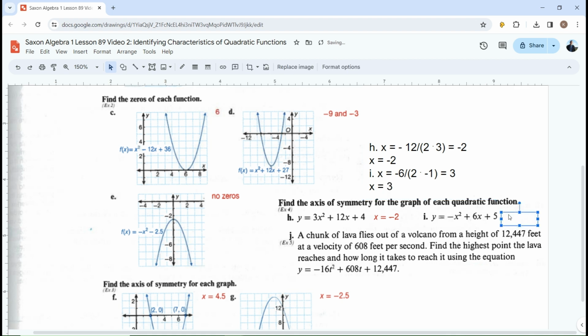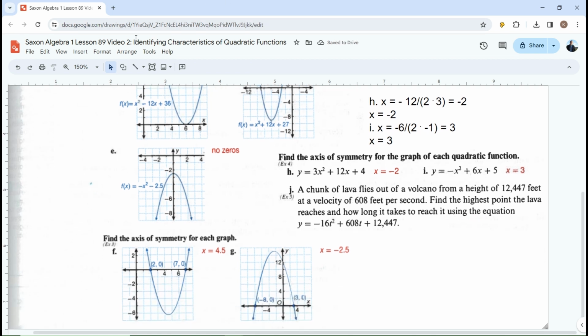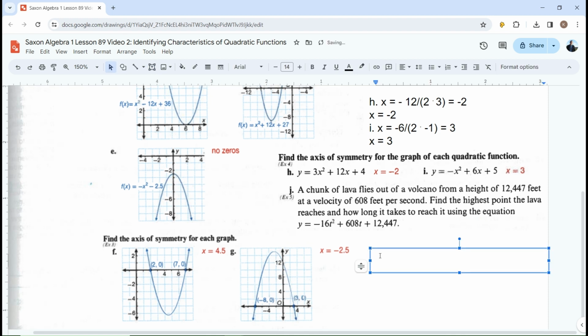So my equation for my axis of symmetry here should be x equals 3. Let's see if we got that right. Bam, there it is. And this last one is kind of a toughie. We have to think about parabolas and what we know about parabolas to solve this.